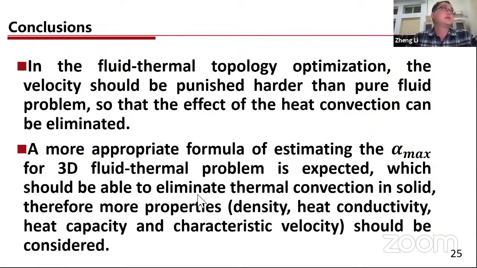In the end, our result shows that in the fluid thermal problem, the velocity should be penalized harder than in the pure fluid problem. Therefore, this is meant to eliminate the effect of the heat convection in the solid. It also means that a more appropriate formula for estimating the alpha max for the three-dimensional thermal fluid problem is expected. This formula should be able to eliminate the thermal convection in the solid. Therefore, it should also be determined by more properties like the material densities, heat conductivity, capacity, and the characteristic velocities. These quantities appear in the energy equations.